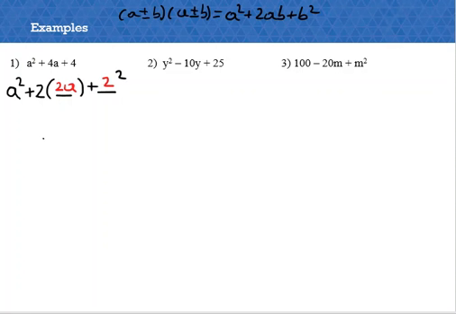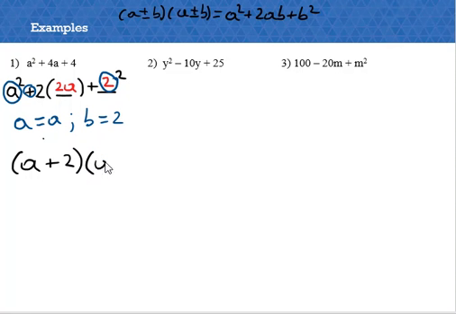So we can say that in this particular case a is a, and b is 2. So we're just going to use that a. We're going to use 2 as b and plus. So our final factored form would be a plus, I'm just following this, a plus, what is b? Oh, that's 2, times itself, a plus 2, or simply a plus 2 squared.